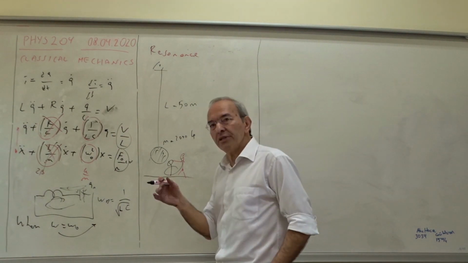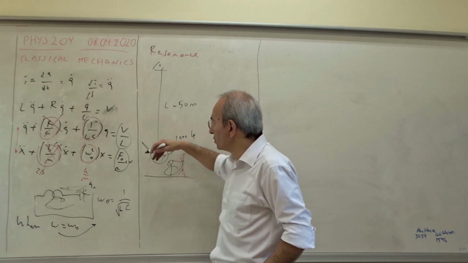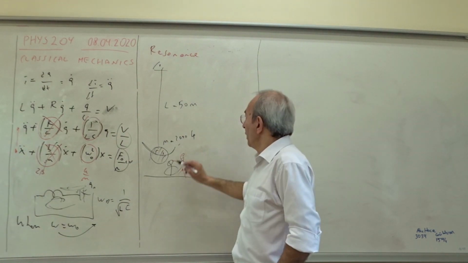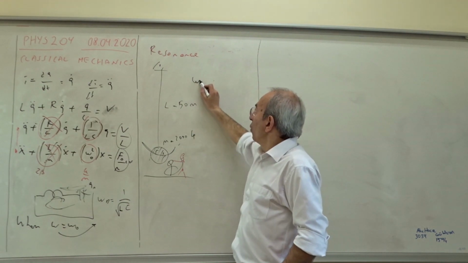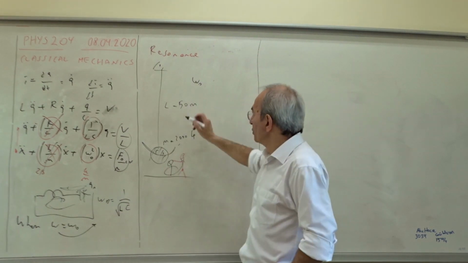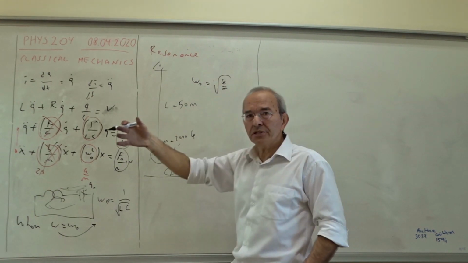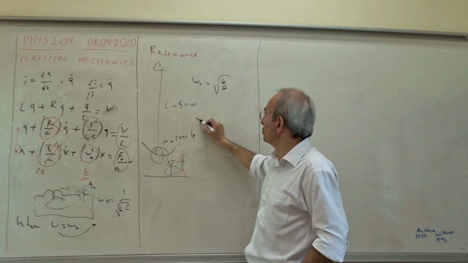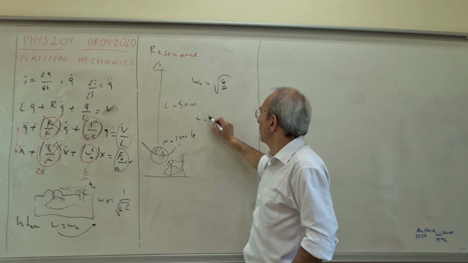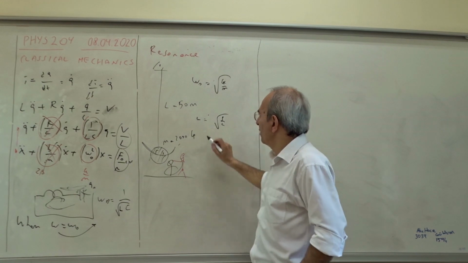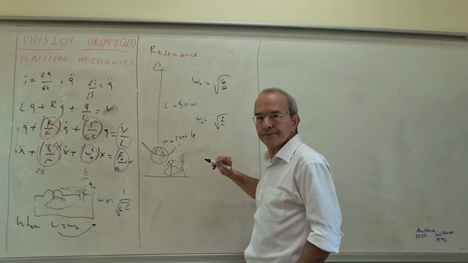there is a possibility of putting this system in oscillations. What is that? You can find omega 0, the natural frequency of this system. It is just root k over m for the mass spring system, but for this case we have root g over L, I think, right? This is the omega 0.